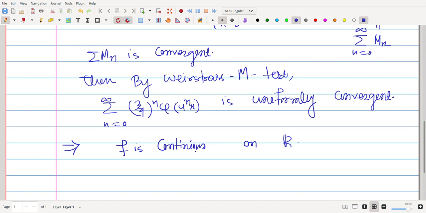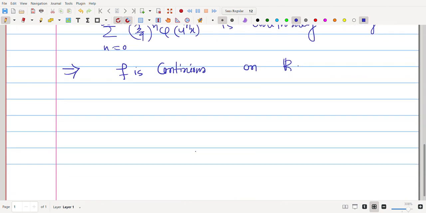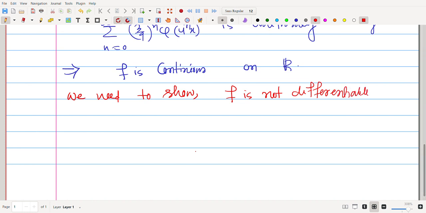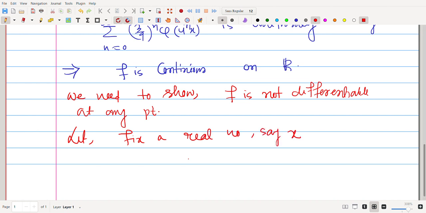Now this is our required f. So f is continuous on R. Now we need to show f is not differentiable at any point. To do that, let us fix a real number x and a positive integer m.